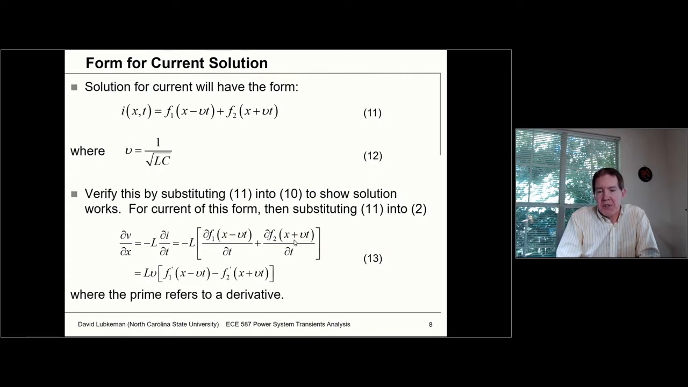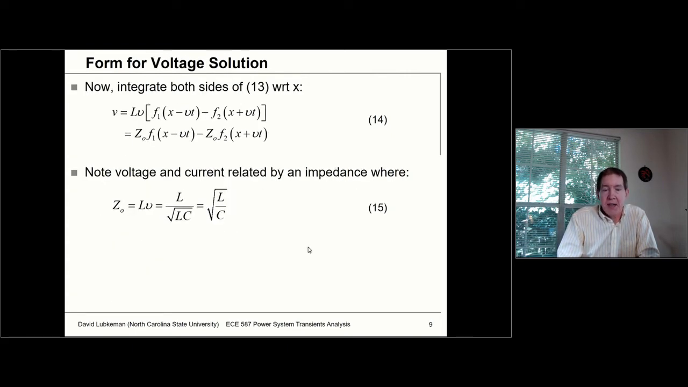So if I integrate both sides of 13 with respect to x, then what I can show is that this voltage is going to be the inductance times the velocity term times, in brackets, f1 minus f2. And if velocity is 1 over the square root of LC, then L times the velocity is going to be equal to the square root of L divided by C, which is our characteristic impedance term. We've seen this before. This shows up quite a bit, this key term which we're going to see over and over, the square root of L over C.